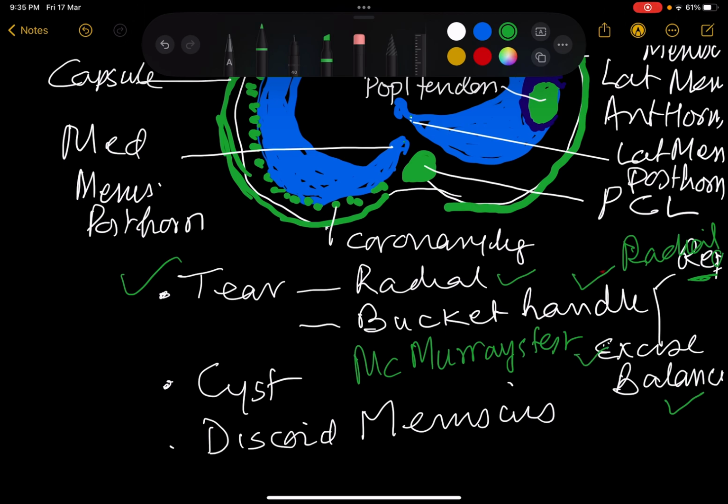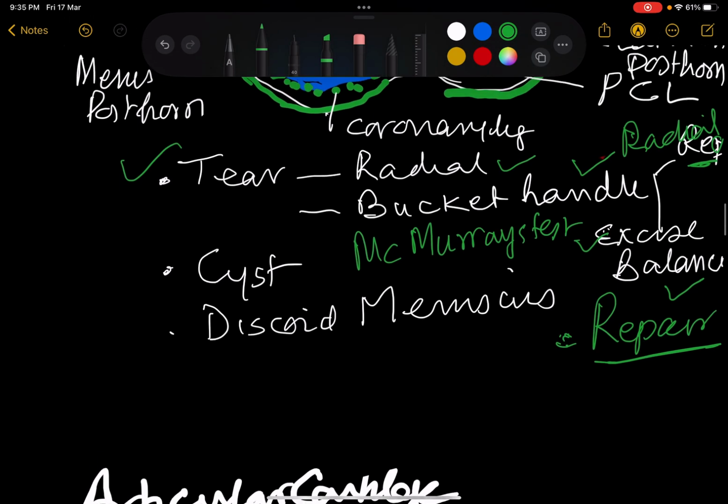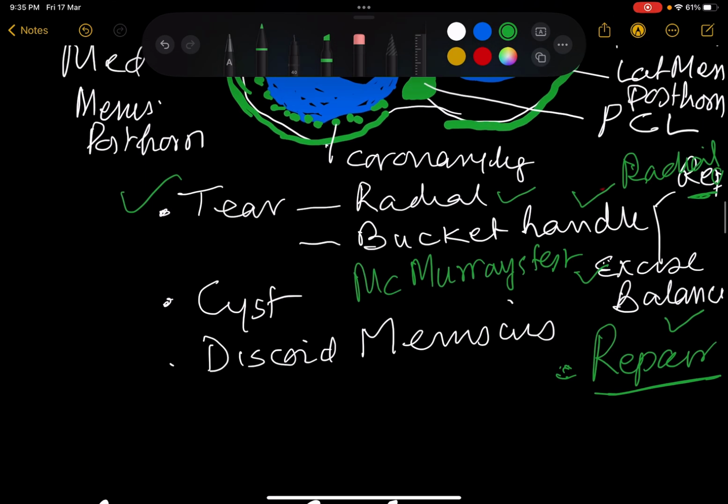Sometimes you have to excise it, but mostly you can repair the meniscus arthroscopically, especially if it is involving the outer third, which is vascular and which will heal. You use a fibrin glue in the tear and stitch it so that it repairs. So a lateral one-third meniscal tear can be repaired.